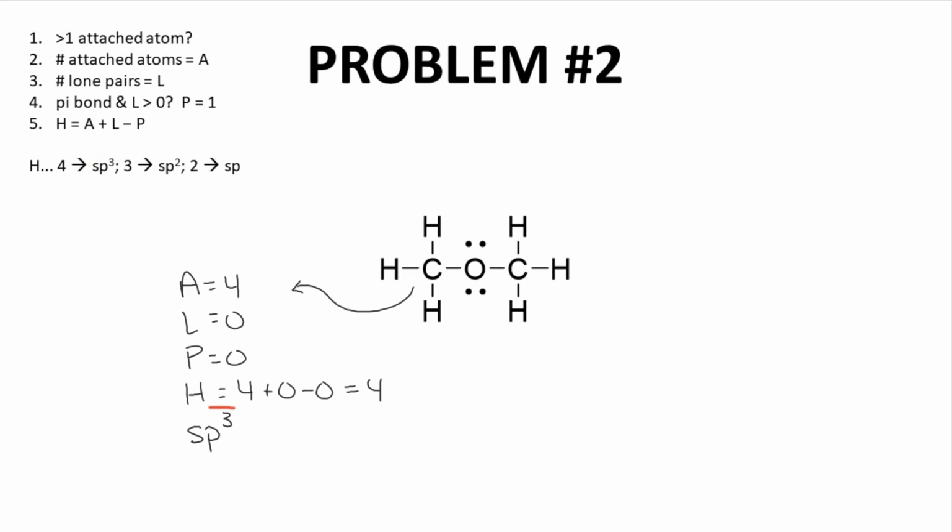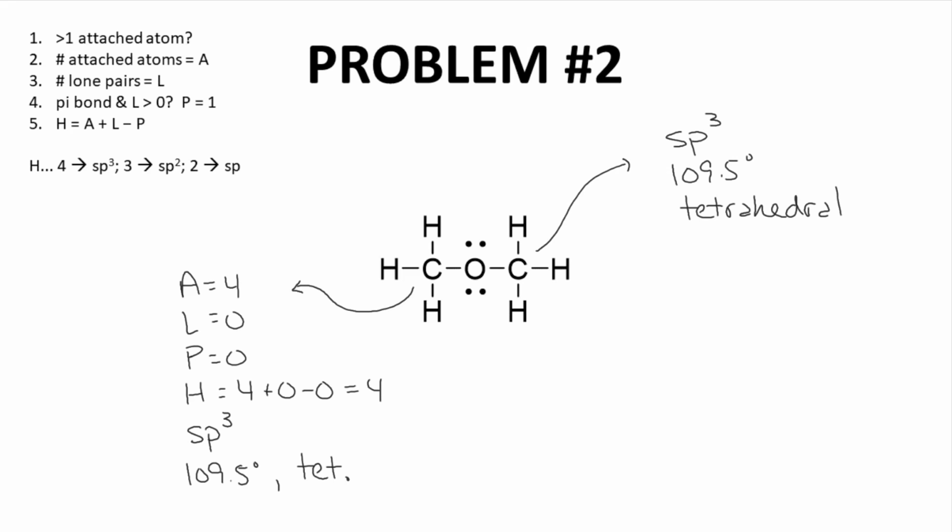We saw that when we have an sp3 hybridized atom and A equals 4, that is going to give us a bond angle of approximately 109.5, and the geometry is going to be tetrahedral. Now again, I'm going to take a shortcut. This carbon by symmetry is the same. So this is also going to be sp3, 109.5, or very close to it, and tetrahedral.